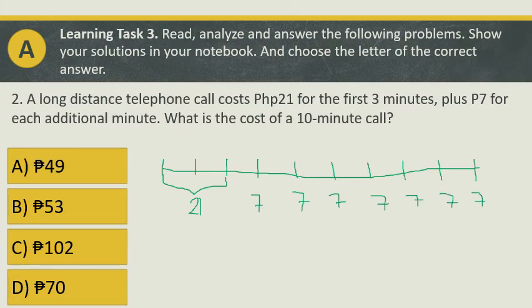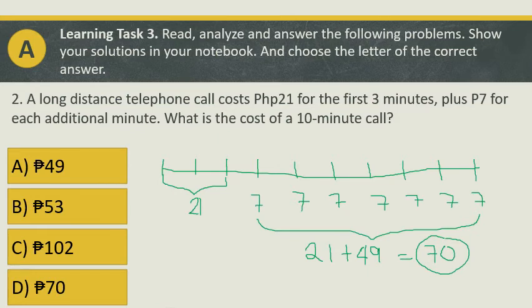Okay? So, isolve muna natin kung ilang 7 lahat meron tayo dito. So, 1, 2, 3, 4, 5, 6, 7. So, 7 times 7 is 49. Okay? So, i-add natin siya dito sa 21. So, 21 plus 49. So, kaya ang makuha natin dito is 70. Okay? So, yan po ang total. So, 70 pesos. So, letter D. Next, number 3.